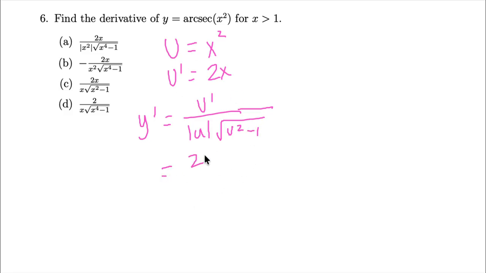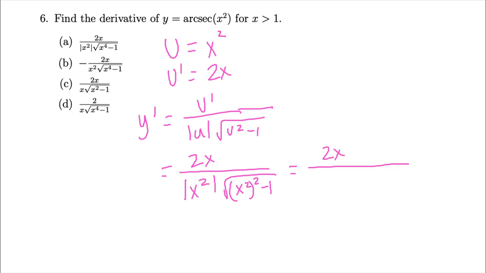So u prime is 2x. The absolute value of u would just be absolute value of x squared. And then again, times the square root of x squared minus 1. Now let's go ahead and just clean this up and simplify everything down. So our numerator can just stay as 2x. Now, absolute value of x squared. I'm actually just going to graph this off to the side so you can see it.